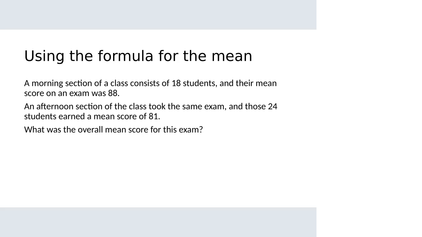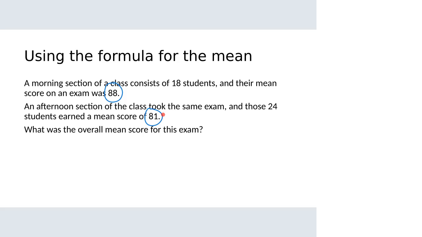A morning section of a class consists of 18 students, and their mean score on an exam was 88. An afternoon section of the class took the same exam, and those 24 students earned a mean score of 81. What was the overall mean score for this exam? So this instructor has a morning section and an afternoon section. Morning class had a mean of 88. Afternoon section had a mean score of 81. And the instructor wants to know, what was the overall mean?